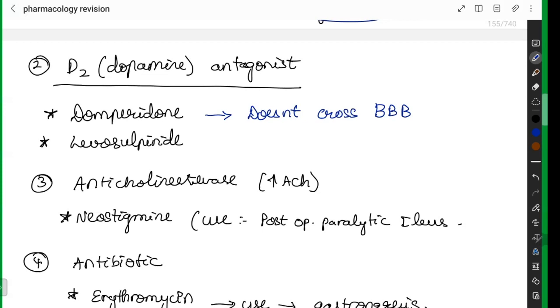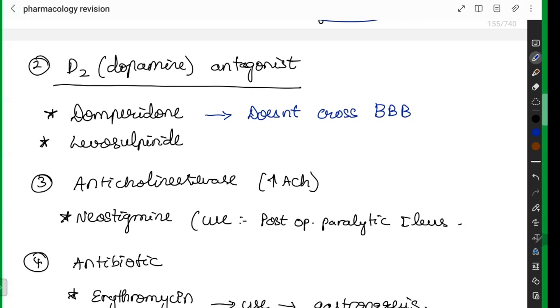Similarly, you have something called Pan-D. What is this Pan-D? We are going to give this Pan-D to the patient who has GERD. D stands for domperidone. Domperidone does not cross the blood-brain barrier, so you can use it very well. Levosulpiride is also another D2 antagonist that is used as a prokinetic.